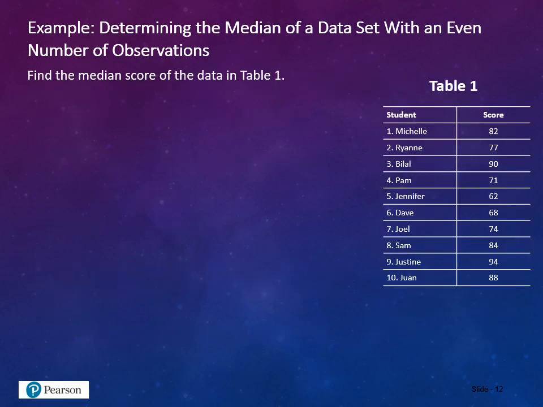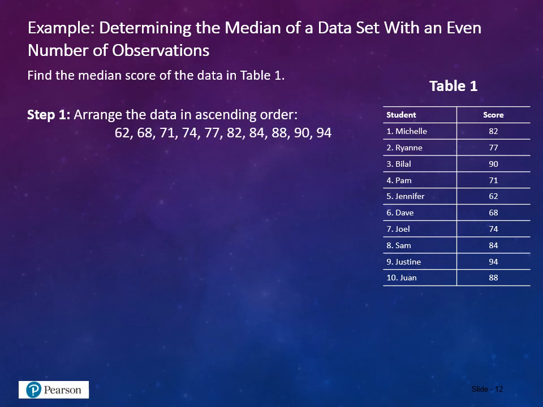Now let's do another one. Let's determine the median of a data set with an even number. This is the same data we used in example 1. I don't even remember what we did back there. How funny is that? Oh, we're doing the means. So again, the first thing we're going to do is put all of the data in ascending order. Okay, so it looks like 62 is the lowest, then 68, 71, etc.